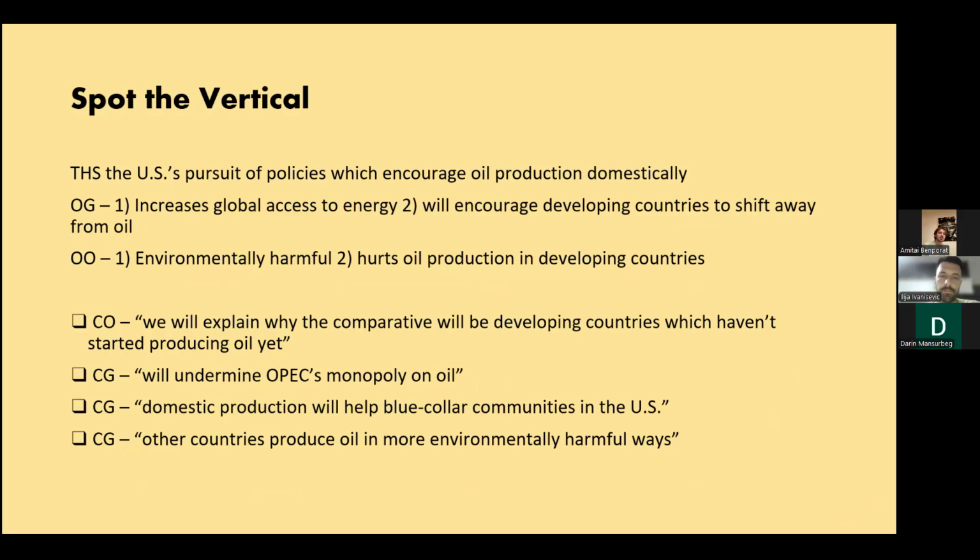So the first extension I want to ask you guys about is CO saying that they're going to explain why the comparative to this motion is that developing countries who haven't started producing oil yet will start producing oil. Is this a horizontal or a vertical extension?